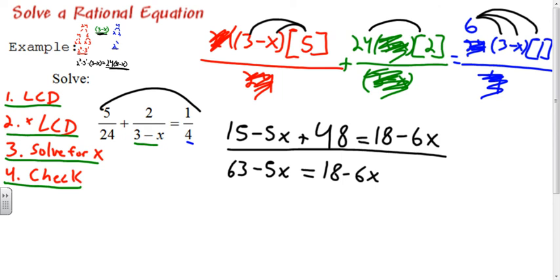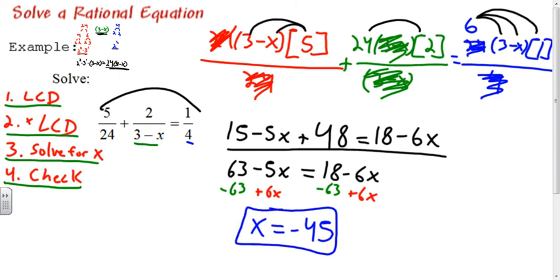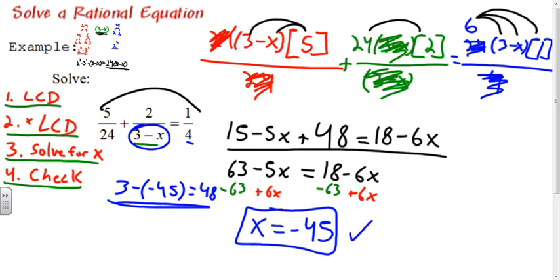I'm going to add 6x to both sides, and subtract 63 from both sides, which means in the end we're left with 1x, or just x, equals negative 45. So as of right now, this is our only solution, but we need to check it and make sure. The only place it comes up is right here, 3 minus negative 45. We can't let that equal 0. Luckily for us, that equals 48. So it works. Put a little check by it. It worked. Good job. That is our answer.